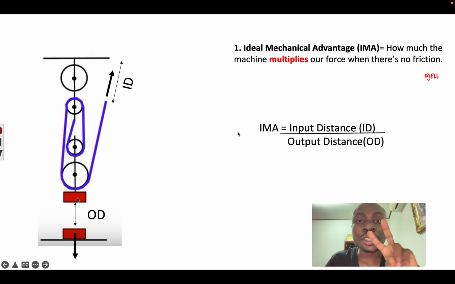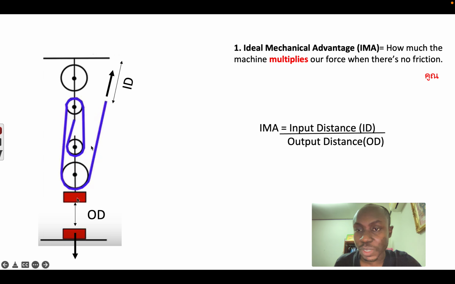Now there are actually two types of mechanical advantage. The first one is called the ideal mechanical advantage, or the IMA. And this is how much the machine is going to multiply our force when there is no friction. This is multiply in Thai. And here is a formula to find our IMA.